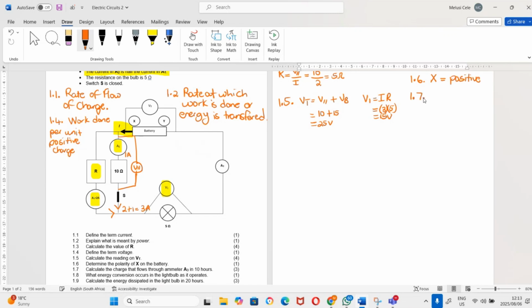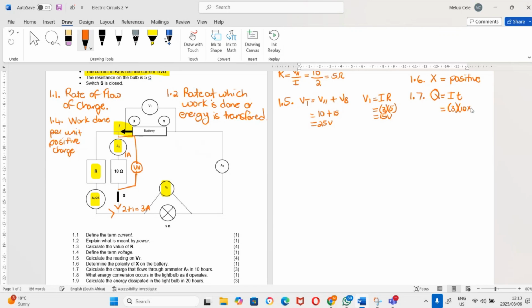Then 1.7 says calculate the charge that flows through ammeter A3 in 10 hours. So for that, we use the formula Q equals IT. We already know the current flowing through A3 is 3 amps, right? Because A3 is not connected in the parallel section of the circuit. So that is 3 amps for 10 hours.